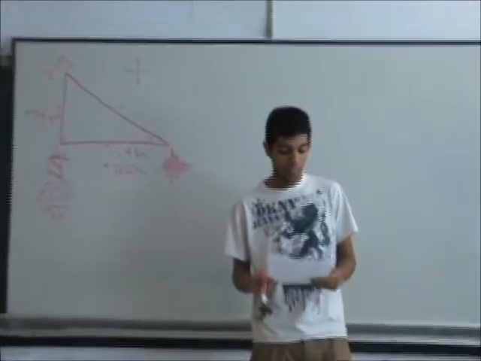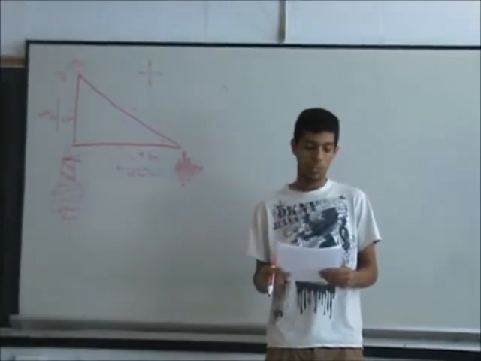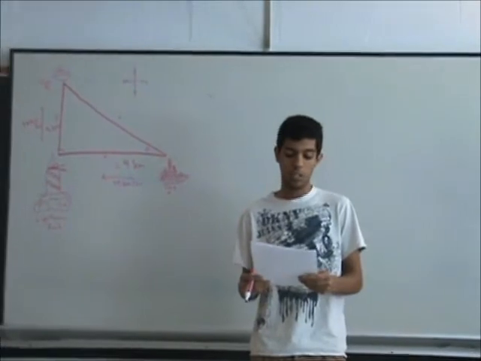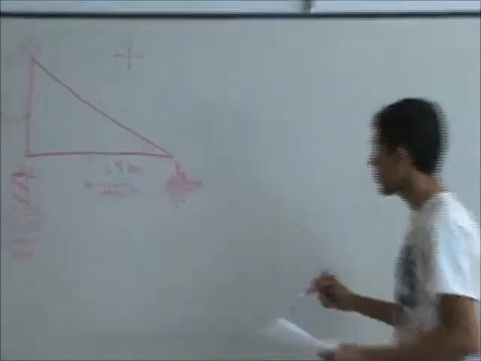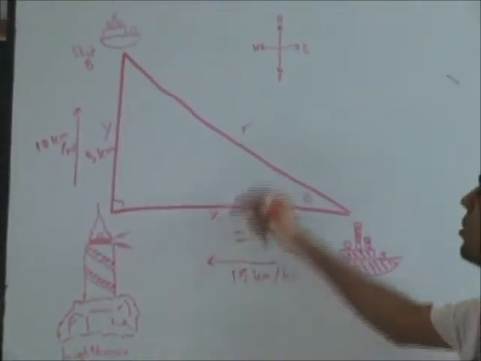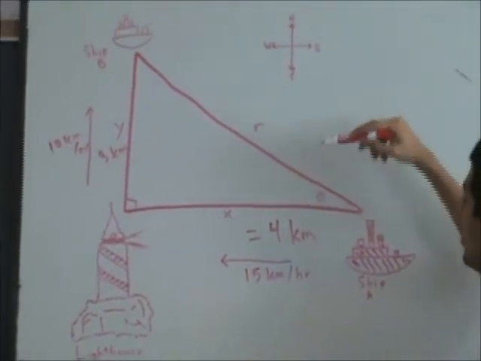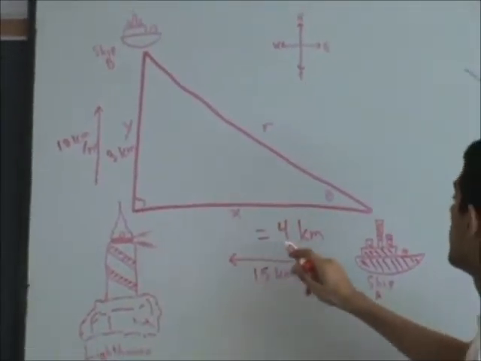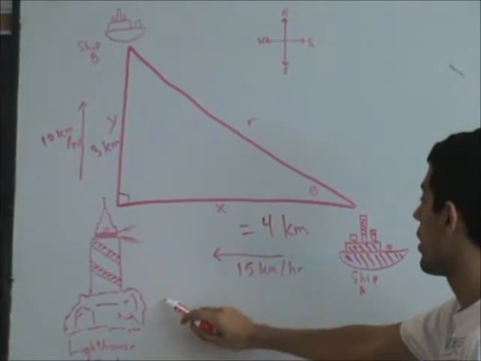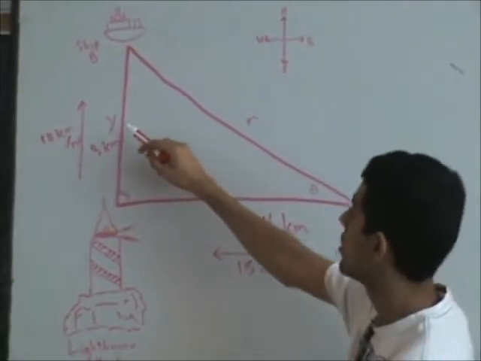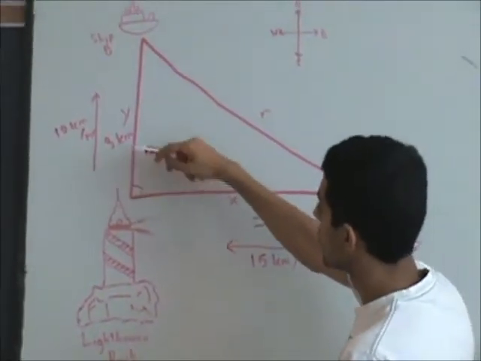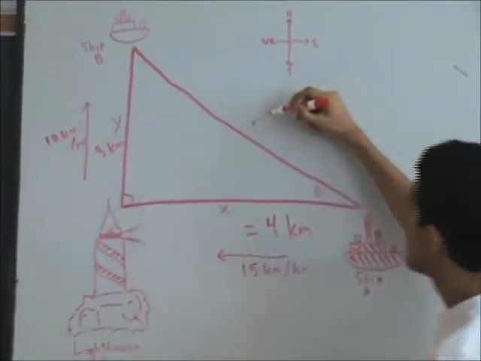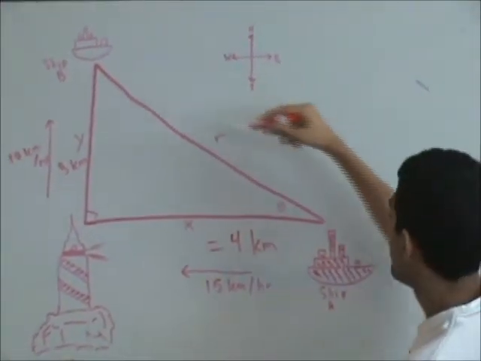Part A says, find the distance in kilometers between ship A and ship B when x equals 4 kilometers and y equals 3 kilometers. Ship A, the lighthouse, and ship B form a triangle. X is the distance ship A is from the lighthouse, which is 4 kilometers, and y is the distance of ship B from the lighthouse, which is 3 kilometers. We're trying to find R, the distance between ship B and ship A.